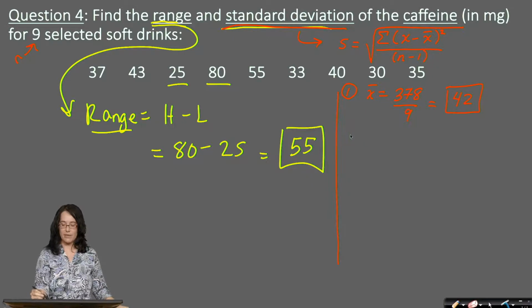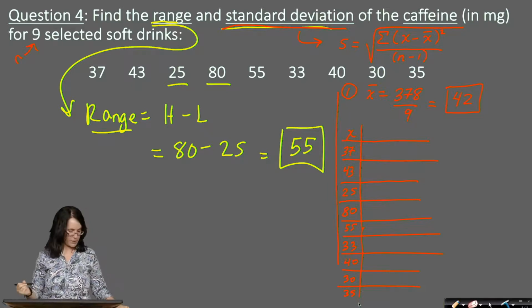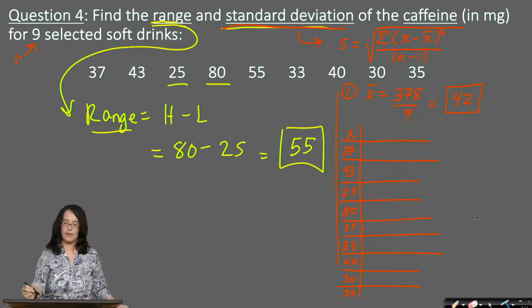And the way we recommended doing that is to make a column for each of your data values, x. So we have 37, 43, 25, 80, 55, 33, 40, 30, and 35. Okay, so you have a column for each of your x values. And then we want to find the difference between each of those x values and x bar. So x minus x bar.